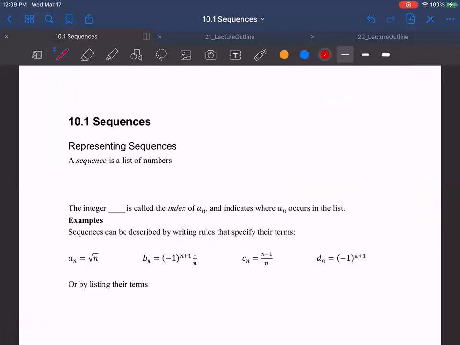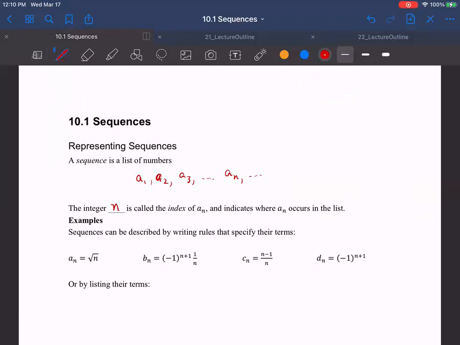Representing sequences. A sequence is a list of numbers, like I just did a second ago. A1, A2, A3, dot, dot, dot, A sub n, and so on. The integer n is called the index of A sub n and indicates where A sub n occurs in the list. Is it the first one, the 100th one, the millionth one? It just tells you how many terms in you are.